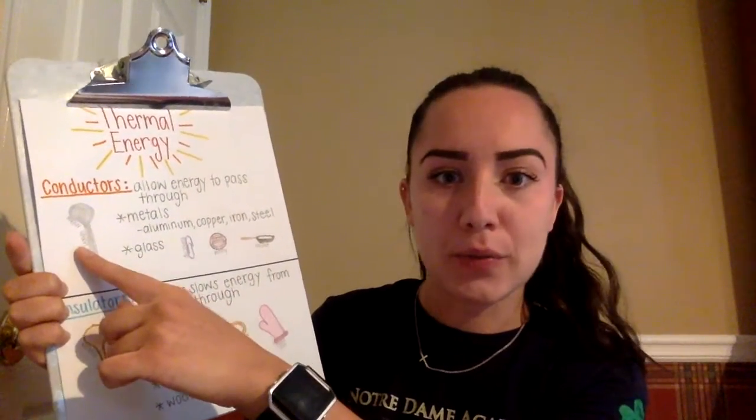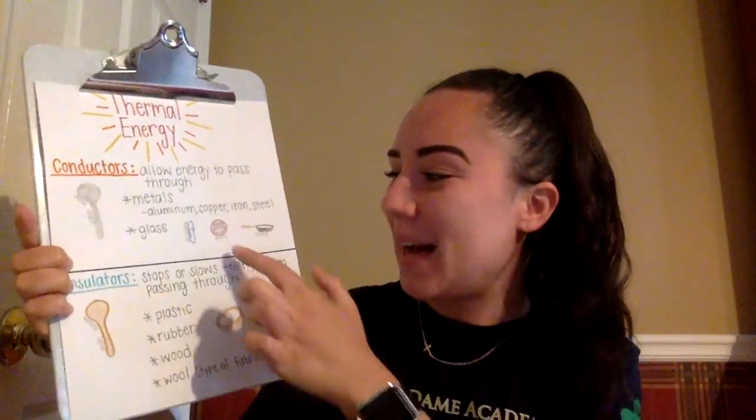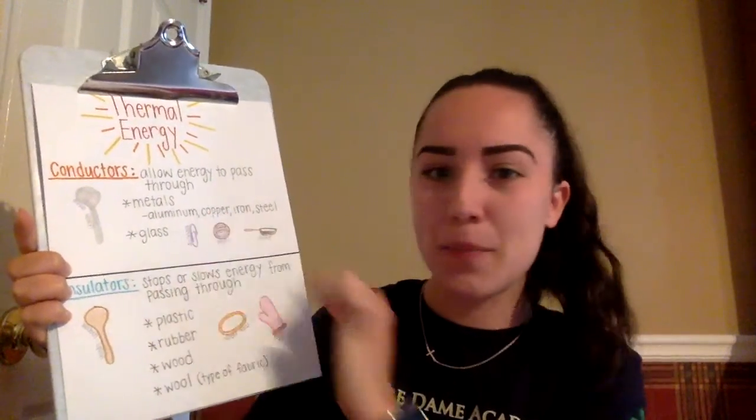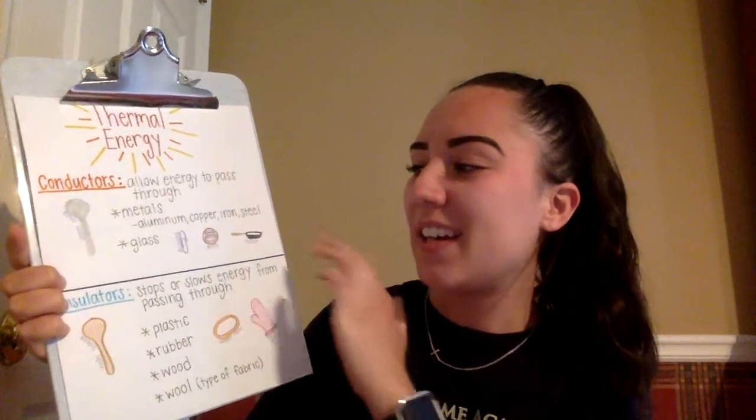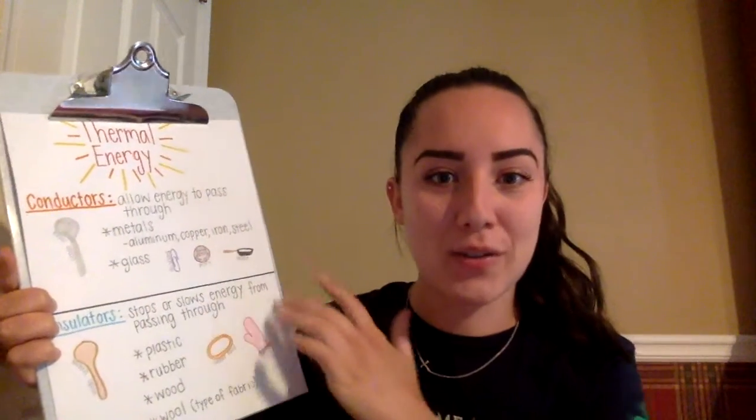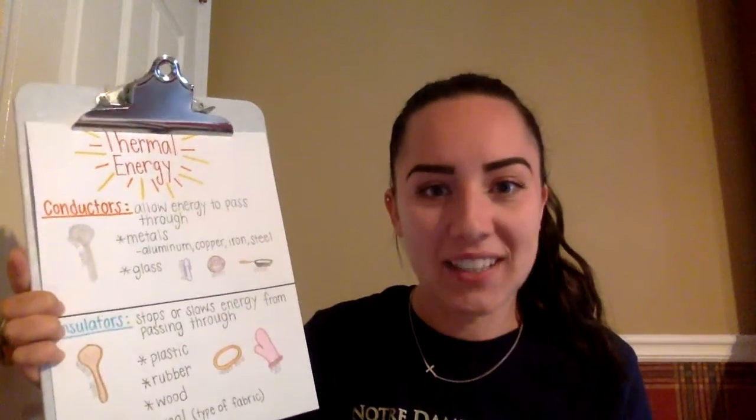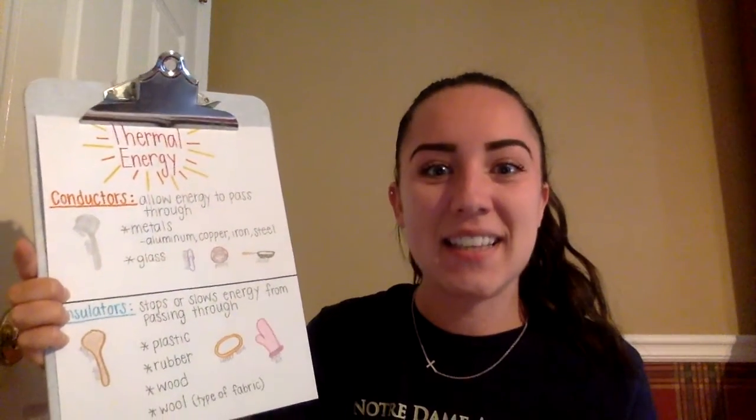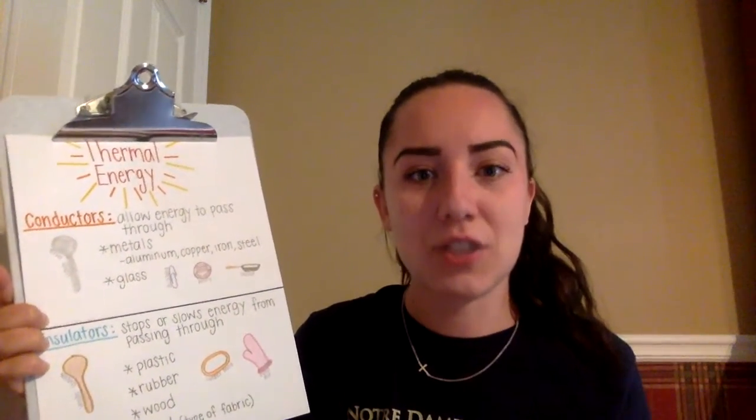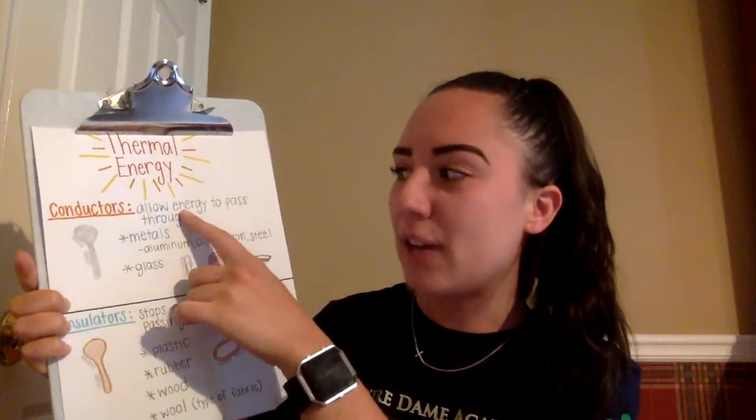A metal spoon, a paper clip, which is also made of metal, a penny, which is made of copper, another metal, and a skillet, which is made of iron. You can see that these are all metals. So think, if you see something that's metal or glass, it's going to be a conductor. So if it's been in the heat or in the sun for a long time, it's going to be hot because it's allowing the energy to pass through it.